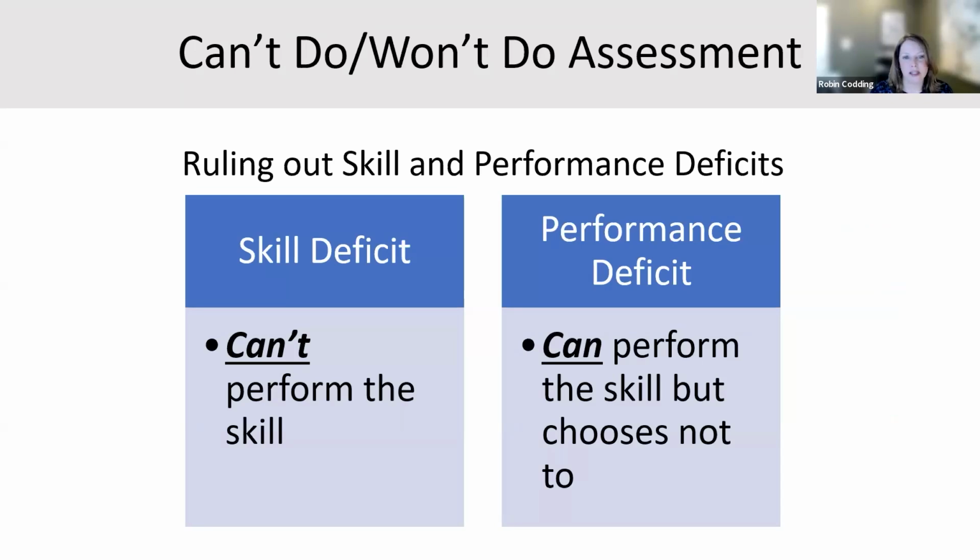So we want to rule out skill and performance deficits. The skill deficit, students can't do the skill. Performance deficit, students can perform the skill but choose not to.